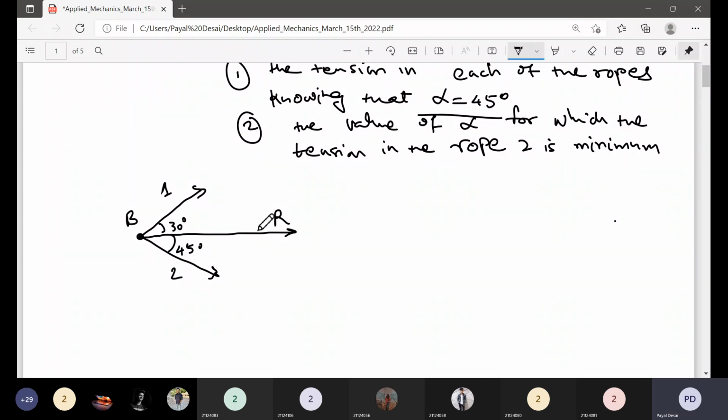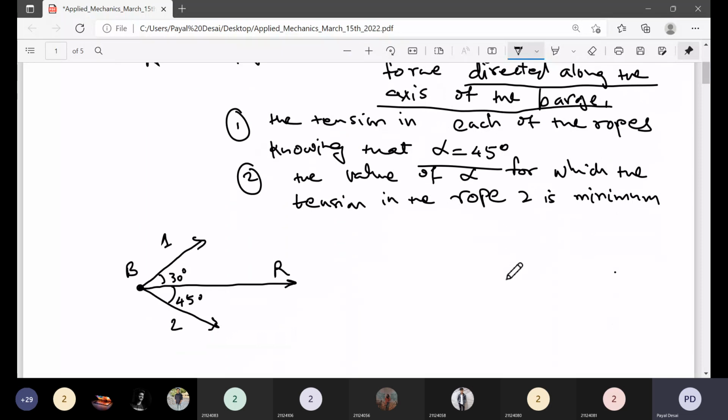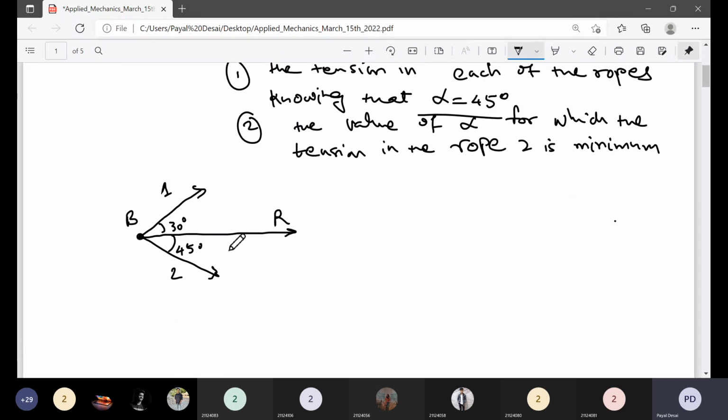And given this condition, question number 1 is the tension in each of the ropes, knowing that alpha is 45. So our objective is to determine the tension. We can simply apply the sine rule, a simple sine rule. First we construct the parallelogram law, the parallelogram. So parallel to this vector, this vector parallel to this vector, then I can always draw this vector also. Either you can use this triangle or this triangle.